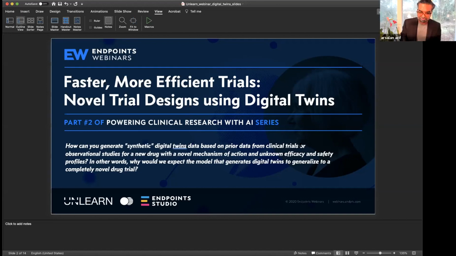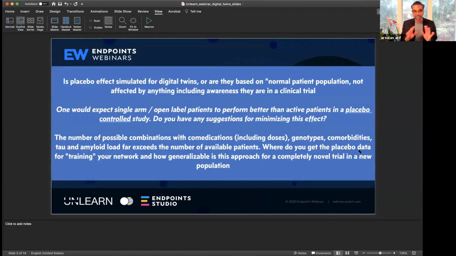Okay. All right. Let's move to the next question here that I've selected. I've grouped 3 of these together. I'm going to read them all out and you guys take them as it comes. Is placebo effect simulated for digital twins, or are they based on normal patient population not affected by anything, including awareness they are in a clinical trial?